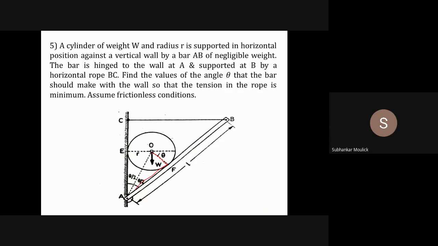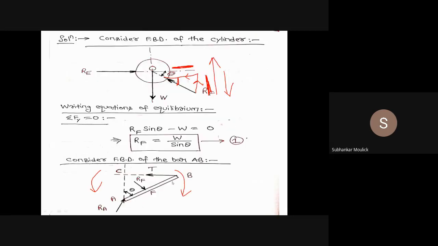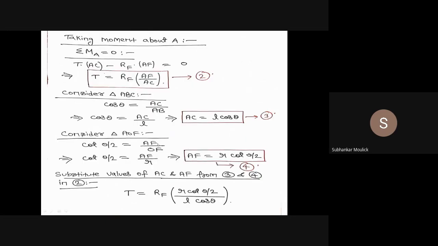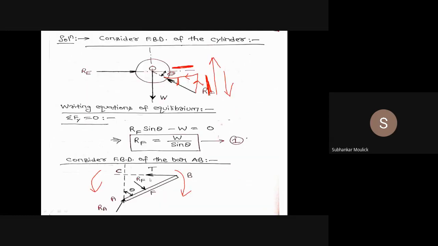This triangle I am taking, triangle AOF. This angle is theta by 2. If I write cot theta by 2, we know that tan theta is P by B, that is perpendicular by base. So cot theta will be B by P. B is AF divided by P, that is OF. So I can write cot theta by 2 equal to AF by OF.